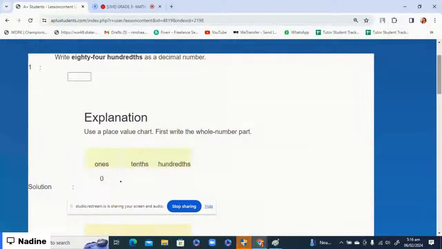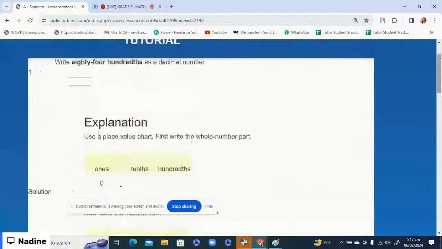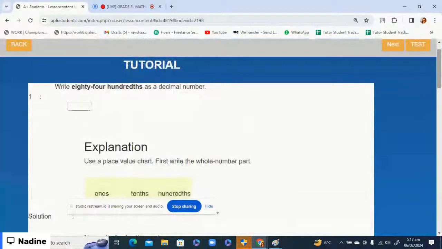So look at here, there are different word problems. Write 84 hundredths as a decimal number. We know the ones place, tens place, and hundreds place. After this point, we start from the tenths and then the hundredths. And this is 84 hundredths. It means that this 84 lies in the hundredths place.